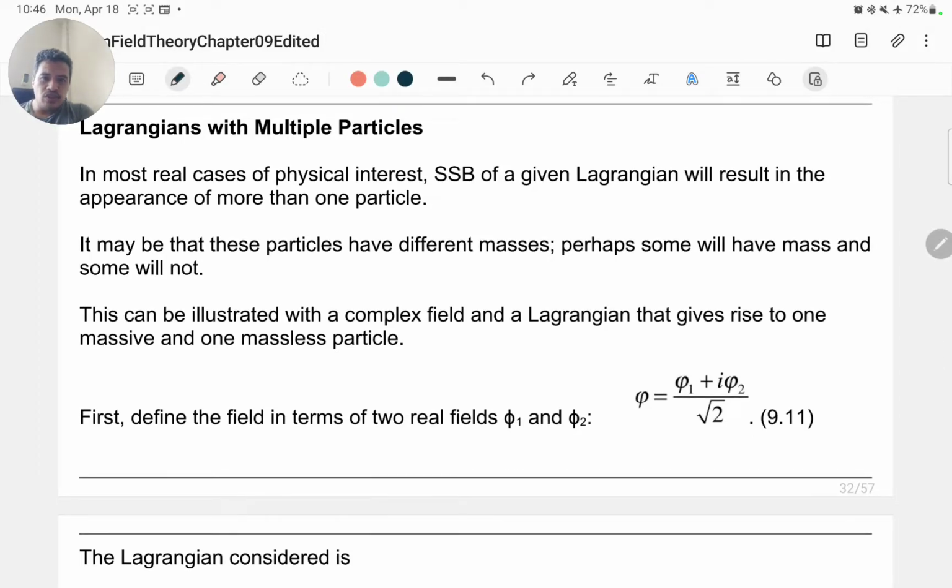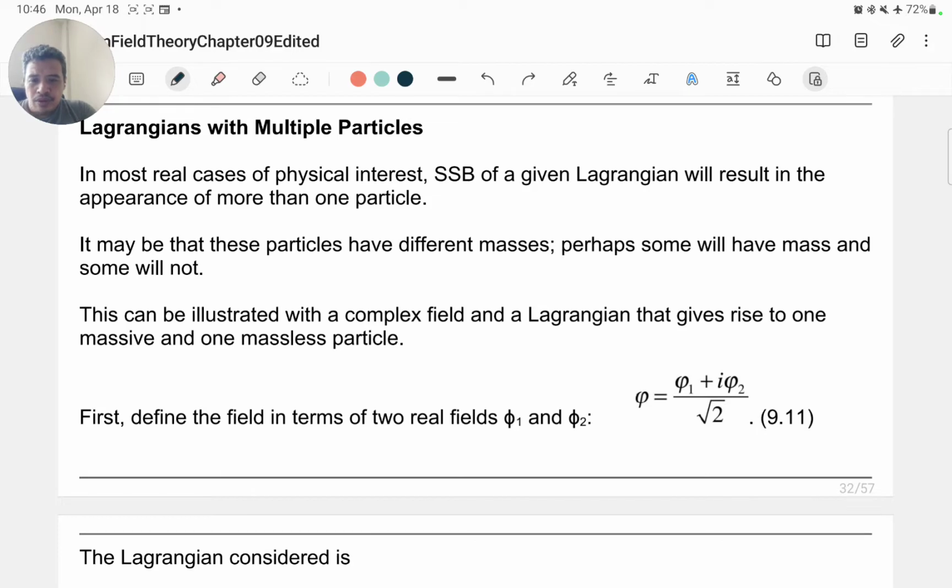So the spontaneous symmetry breaking of a Lagrangian will result in the appearance of more than one particle. Some of these particles may have mass and some may have zero mass, or massless. They could have different masses as well, as we will be able to see in the electroweak theory.